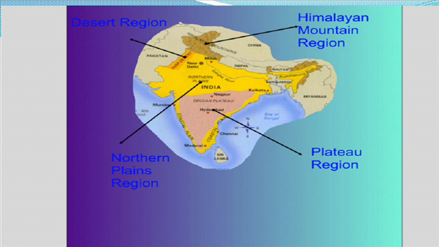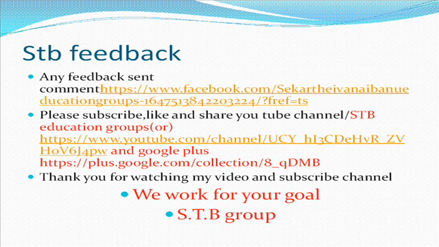The brown shade represents the Himalayan mountain region and the orange shade represents the desert region in India. The yellow represents the northern plains region and the pink represents the plateau region. This is the structure of regions in India.